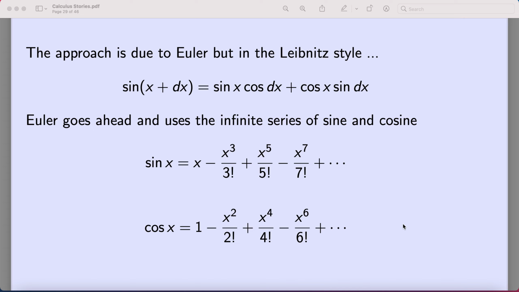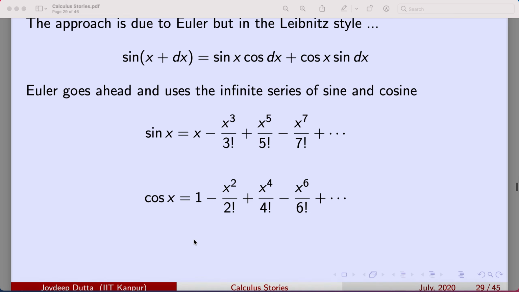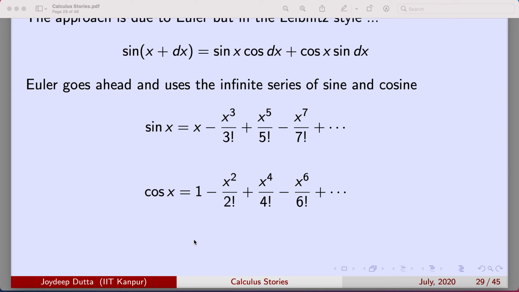So sin x is equal to x minus x cubed by 3 factorial plus x to the 5 by 5 factorial. So there's a plus minus alternating, with odd powers and so on. And cos x is 1 minus x squared by 2 factorial and so on. Here 1 is nothing but x to the power 0. So just have a look at this very carefully when you actually listen to this talk. So what is the key idea here?